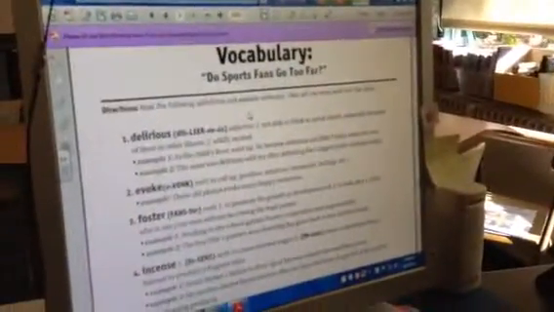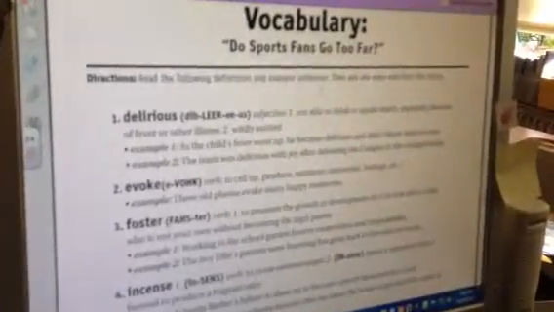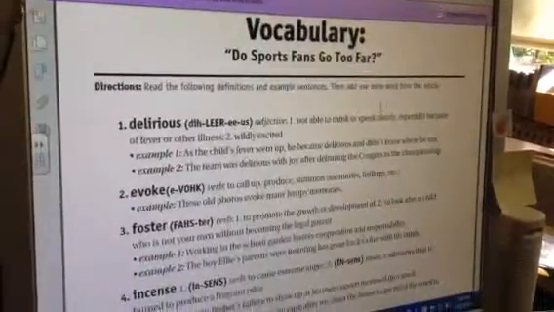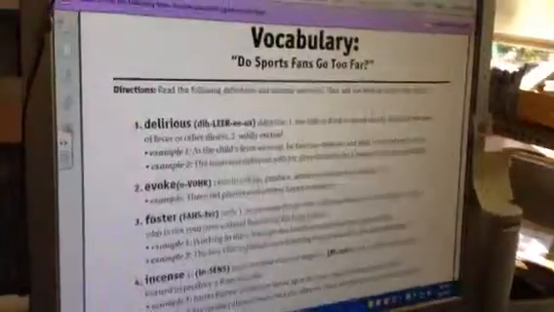And the directions say read the following definitions and example sentences. Then add one more word from the article. So if you come across a word in the article while you're reading that's kind of like, I'm not sure what that means, take the time to write it down, look it up, and figure out the meaning of that word. Help build your vocabulary.